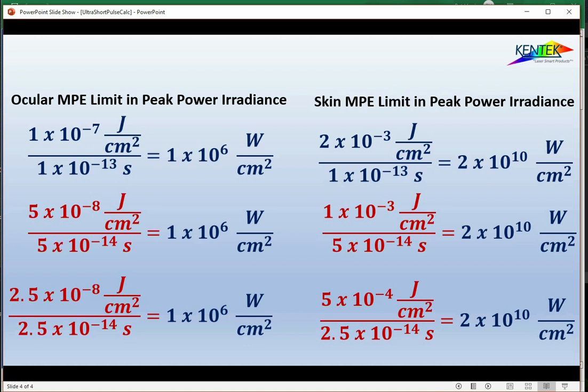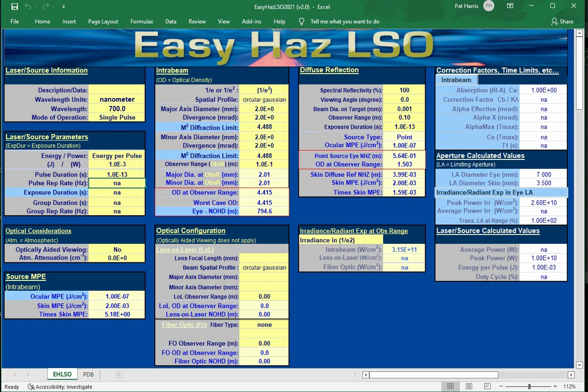Okay, so what I'd like to do now is go to the software, and I've already loaded it up. 700 nanometers, we have a 100 femtosecond pulse duration, and we can see that our MPEs are in fact, for the ocular, 1 times 10 to the minus 7th joules per square centimeter, and 2 times 10 to the minus 3 joules per square centimeter for the skin. If I halve the exposure duration, so we'll go 50 femtoseconds, you can see that yes, it does in fact halve the MPE, for both the ocular and the skin, and we've already seen through the math that by doing that, it limits it to the peak irradiance for 100 femtoseconds.